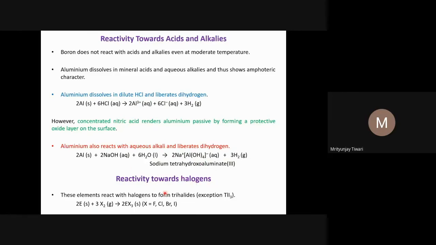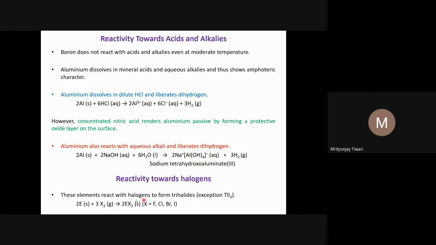Now if you look at the reactivity of the group 13 metals with halogens, they are elements. Boron is not a metal, others are metals. Boron is a metalloid, we have seen, it's closer to a non-metal. So all the group 13 elements react with the halogen to form trihalides. Only exception is thallium iodide. Thallium triiodide is not formed.